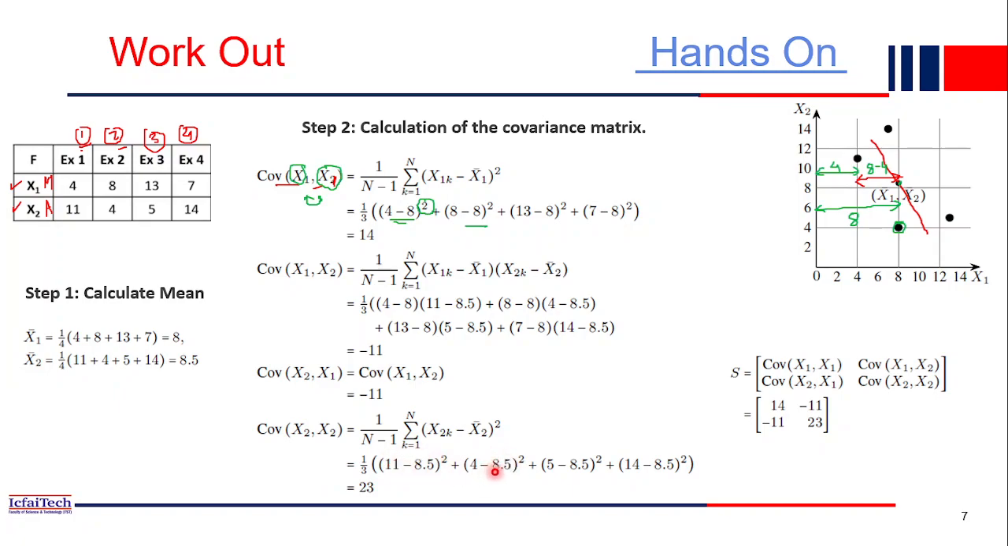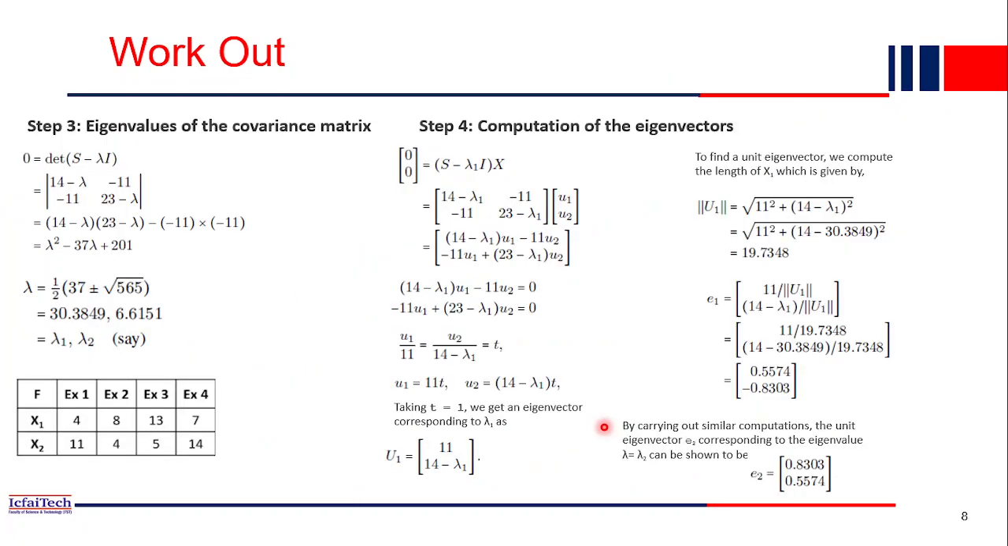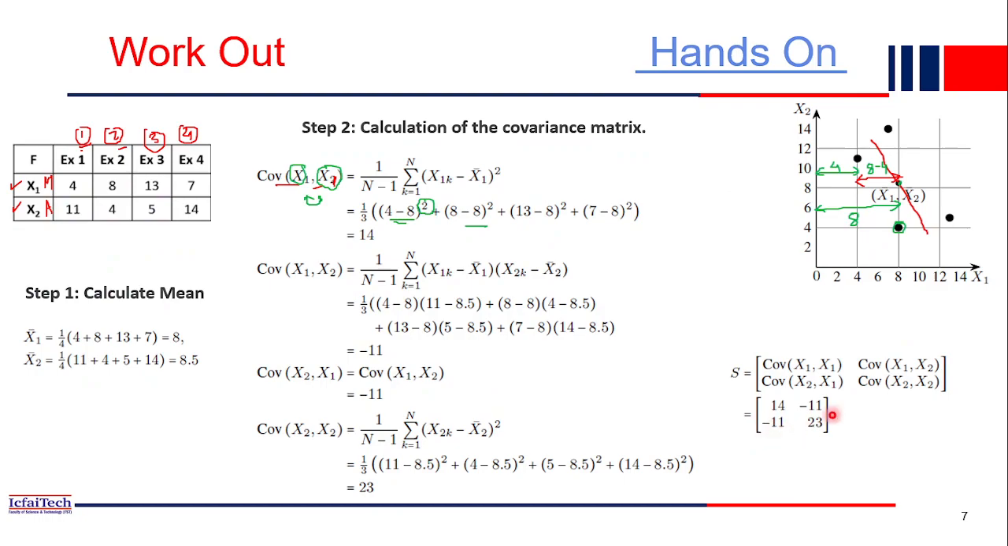Similarly, this is for the second data point. The second data point is here. This point's height is 8.5 and this point's height is 4. So 4 minus 8.5 or 8.5 minus 4, squared. Similarly for the third and fourth data points, if you combine them, you will get 23. So this is our S matrix, meaning the covariance matrix. In the second step we calculated this. Now we go to the third step, where we find the eigenvalues of the covariance matrix. The covariance matrix we have already calculated. This is the covariance matrix.